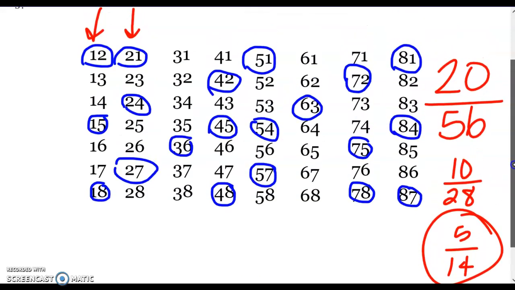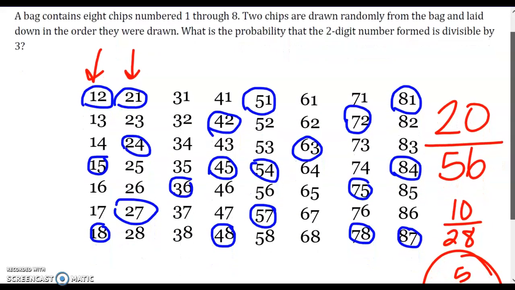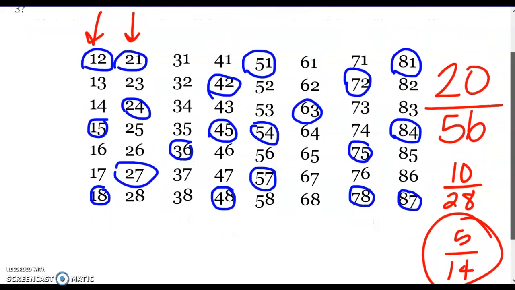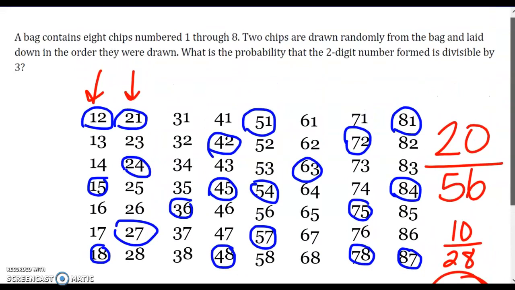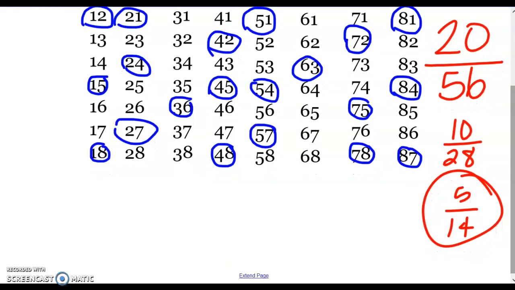There's a 5 out of 14 chance that the 2-digit number formed is divisible by 3. So any 2 numbers that I pull out of there make a 2-digit number, and I'm going to have a 5 in 14 chance that it's divisible by 3. Fun little project. Maybe you should try it out and figure out what the experimental probability would be there.